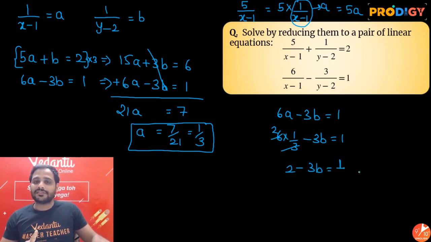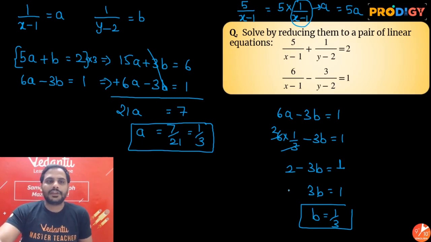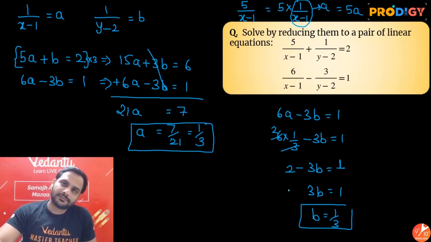Shift 1 over here, minus 3b over there. So 2 minus 1 will be equal to 1 and it will be 3b. So b is equal to also 1 by 3. Wait. Minus 3b, 2 minus 1. Okay. So b is also equal to 1 by 3.